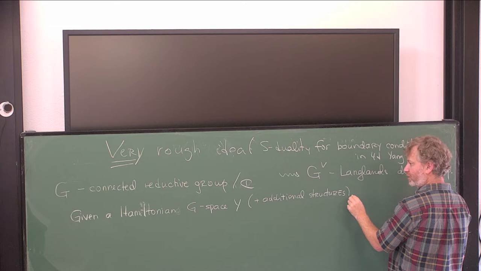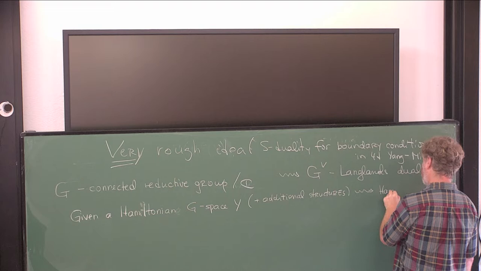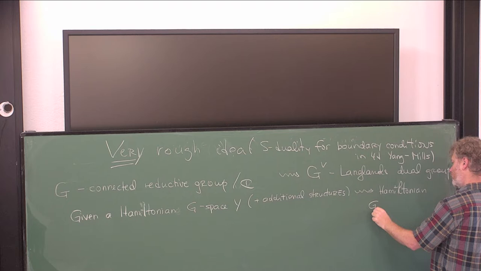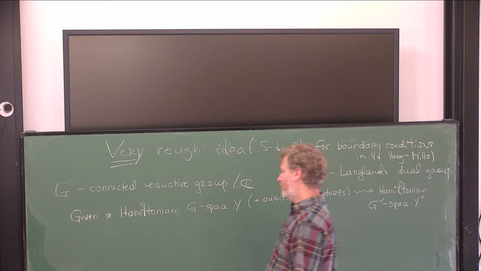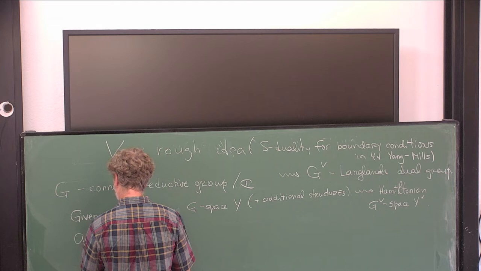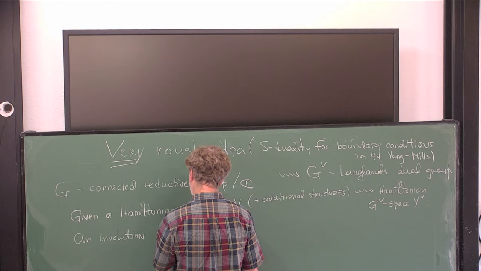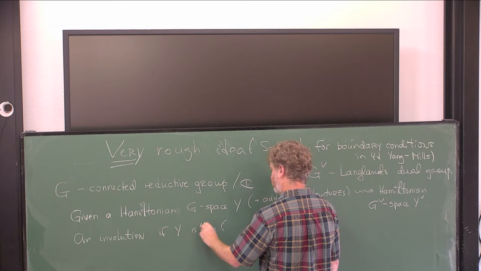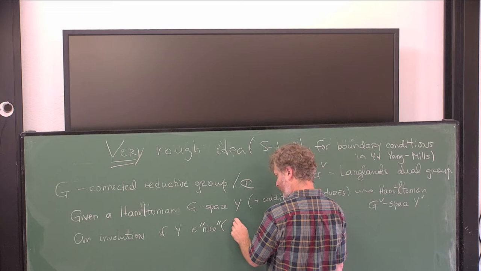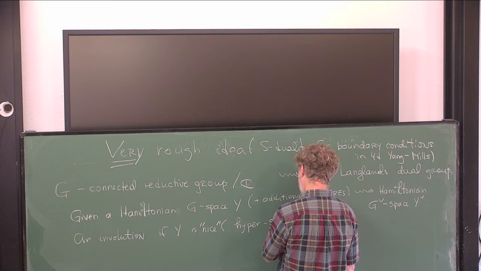But the rough idea is that given a Hamiltonian G-space Y, you should be able to construct some Hamiltonian G-check space, Y-check. And in general, you wouldn't expect this to be an involution, but this should be an involution if Y is "nice." And "nice" actually has some formal definition, in quotation marks. And again, maybe in some examples I'll mention what this condition means. But the right word to put here is hyperspherical. I don't expect you to know what it means, and this is just some condition you can put here.